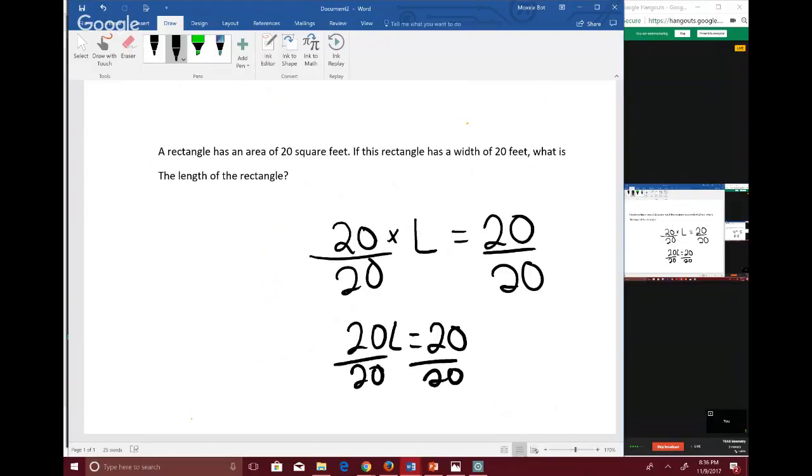But the way that I like to think of it is a bit more logical, which is just, what was the last thing we did? Let's reverse that. So if the last thing we did was multiply something by 20, then let's divide something by 20 and we'll find out what the something was.